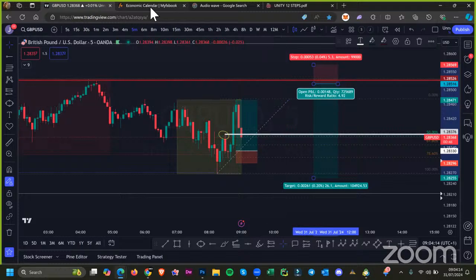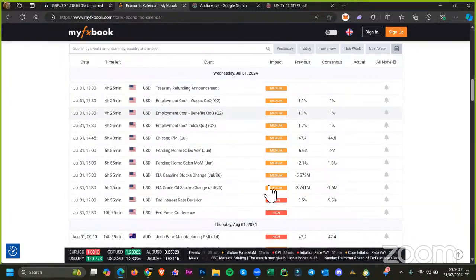But there is a lot of news today, and there is one big news here in the USA, which is the Fed's interest rate decision. Sometimes the markets sit around and say, we think it's going to be 5.5%, consensus. We're just going to wait and see whether that's the case.